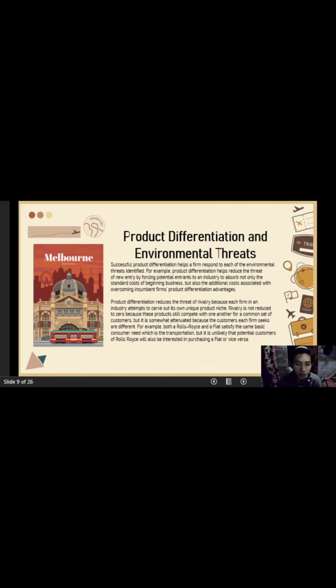So, in a given business, each company seeks to establish its own differentiated product niche. By making their products more appealing, product differentiation helps enterprises lessen the threat of replacements. As you can see in this slide, Rolls-Royce and Fiat both fulfill the same basic consumer need, yet they are not necessarily substitutes for one another.